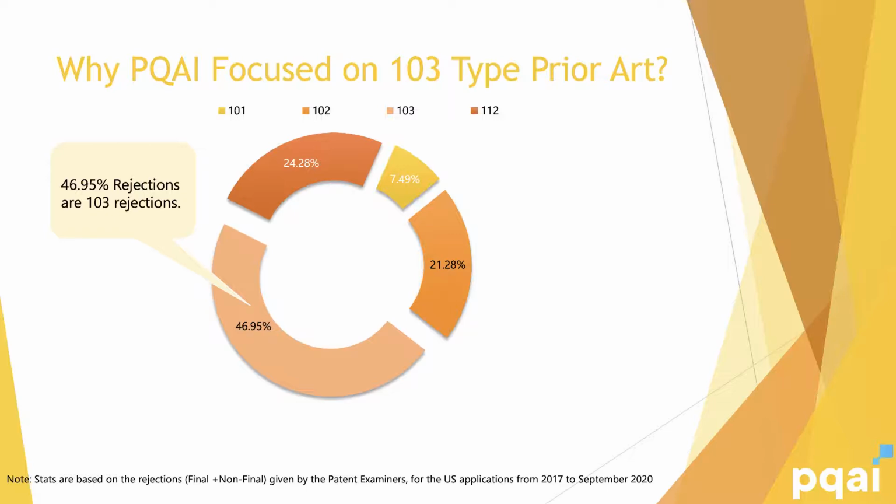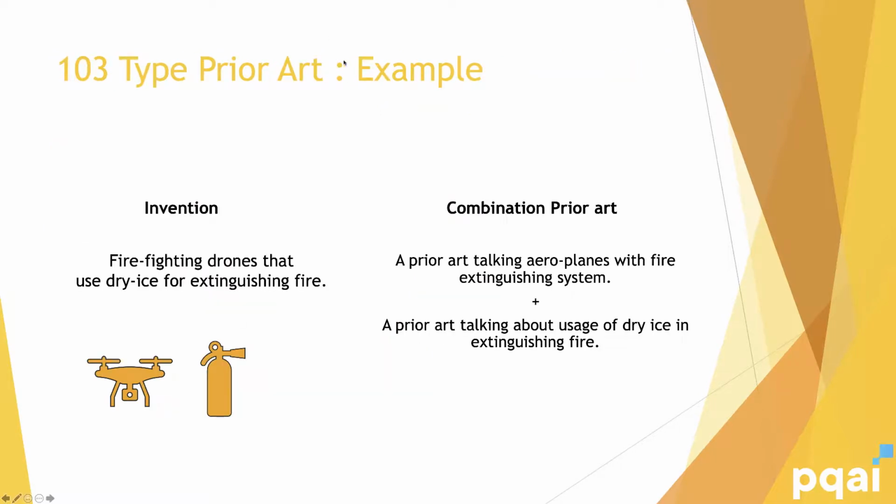So to take a very simple example, let's say your invention is a firefighting drone that uses dry ice to put out fires. So in this example, your invention constitutes basically 2 different ideas. One is that you have a drone that fights fires, and then there is another concept that it will use dry ice to put out the fire.